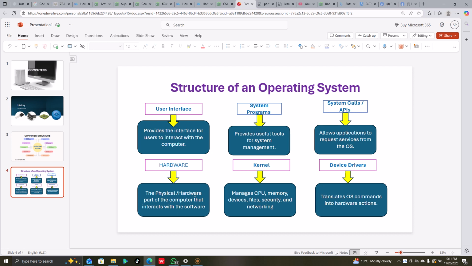In the next video, I'm going to talk about different types of operating systems, our day-to-day operating systems. Many of us don't even know the type of operating system we use, whether on a Samsung phone or an iPhone.